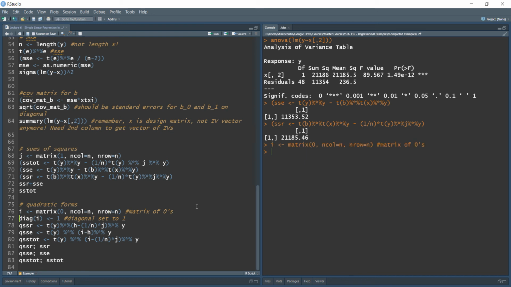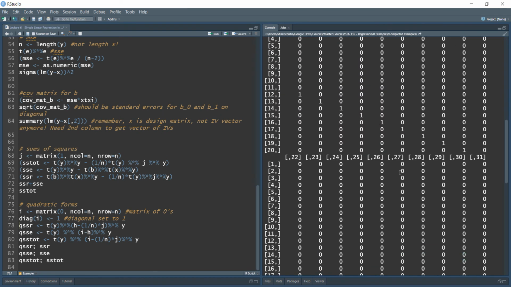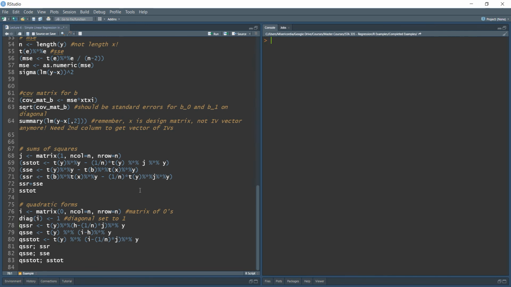Now we can also use the quadratic forms. So again, we have the I identity matrix, which is the matrix of zeros with just ones in the diagonals, similar to the J matrix, except the J matrix is all ones. The identity matrix just has that diagonal of ones.